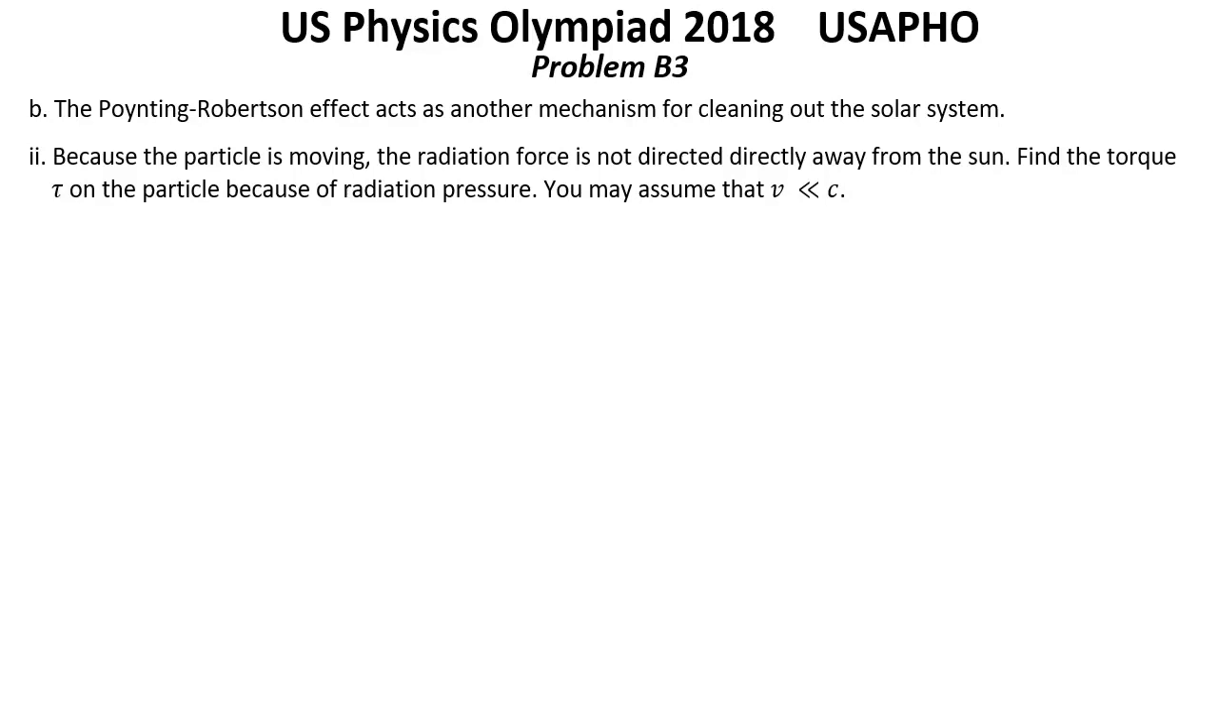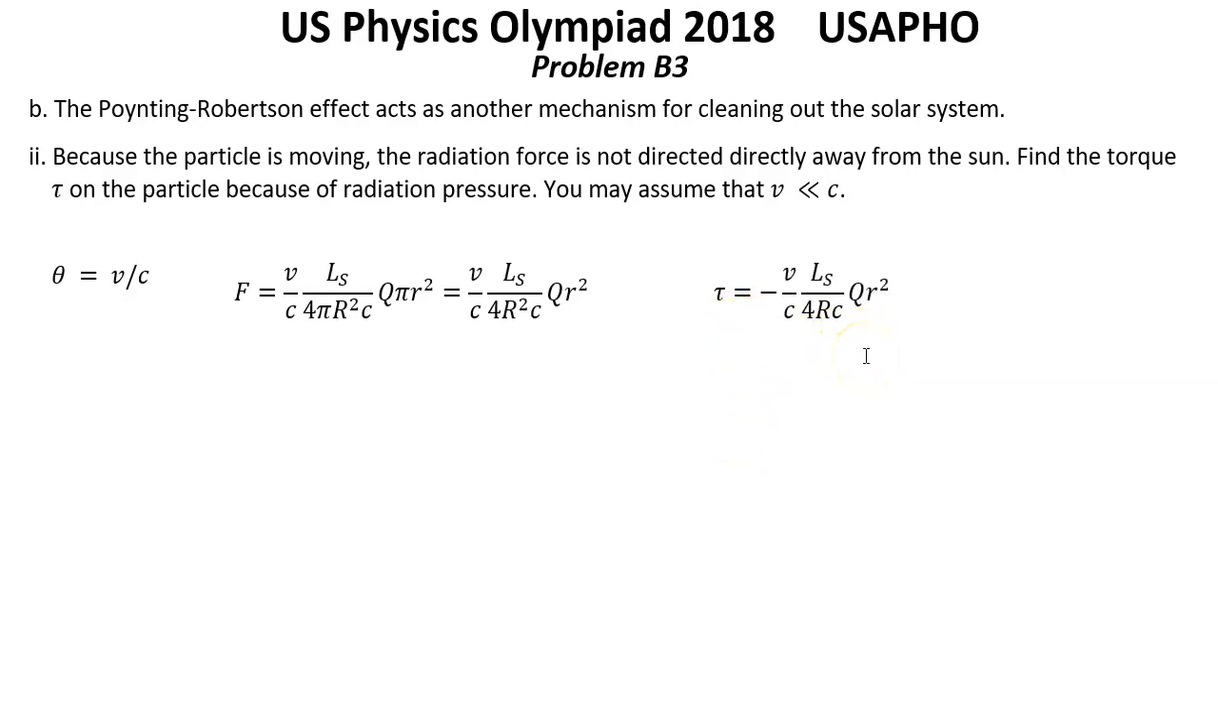In this frame, the radiation hits the particle at angle theta equal to v over c from the radial direction. The particle then re-emits the radiation isotropically, contributing no additional radiation pressure. We ignore relativistic effects because they occur at second order in v over c, while the effect we care about is first order. The tangential component of the force is this one. So the torque will be this one. This is the answer for question 2 in part B.